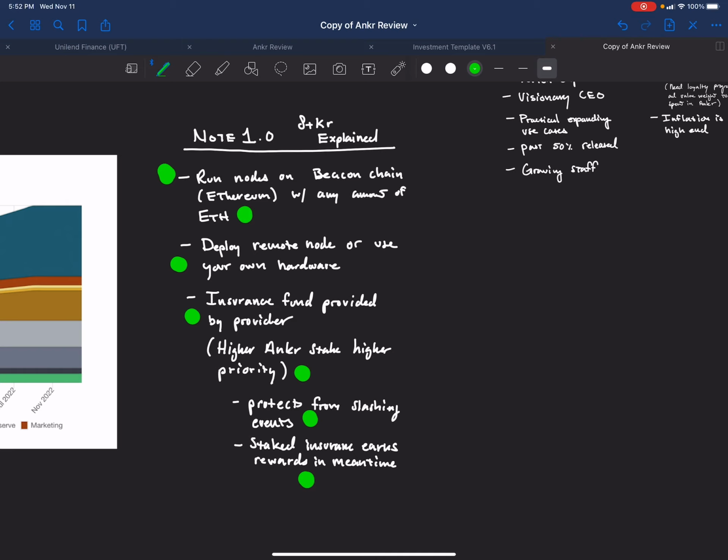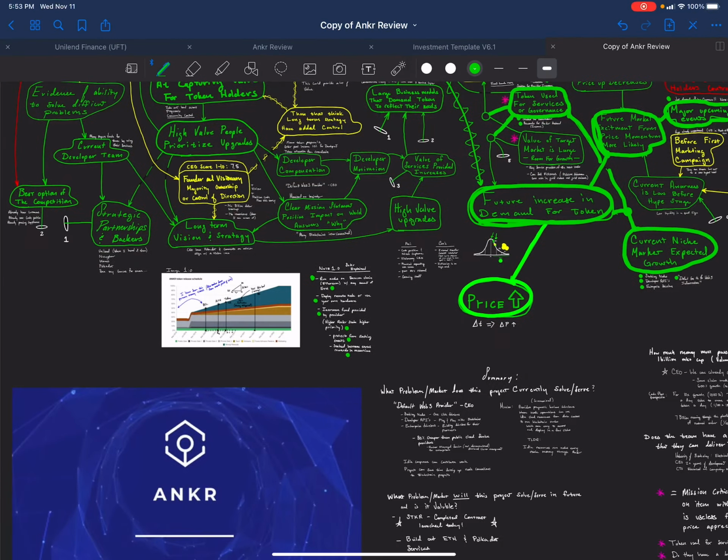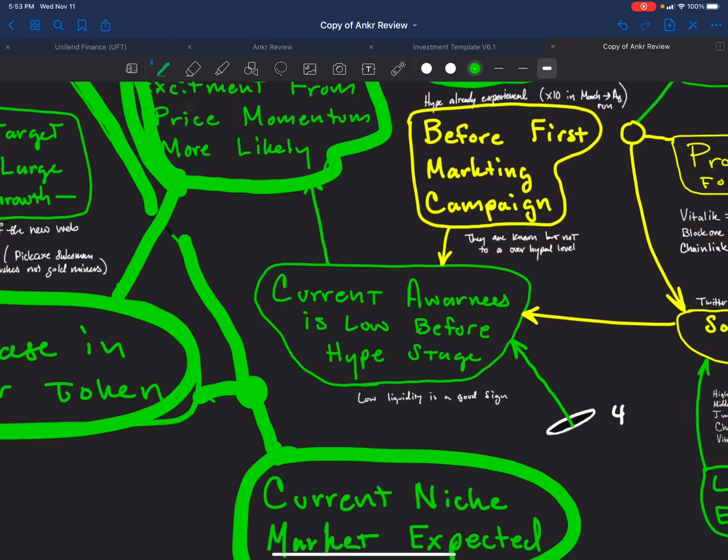Even though you put that value in to partake in this pool, you also get rewarded for that. So that's where you get the income from. You're not losing out by partaking in that pool.